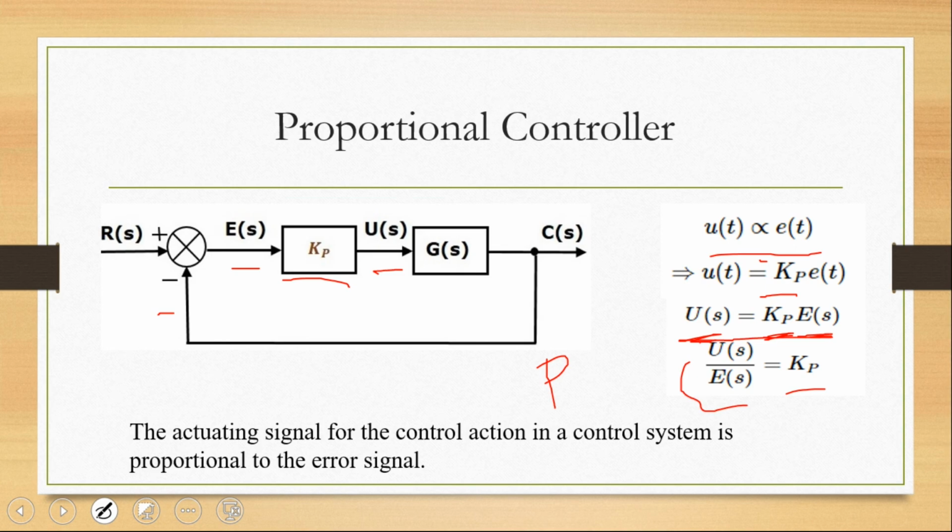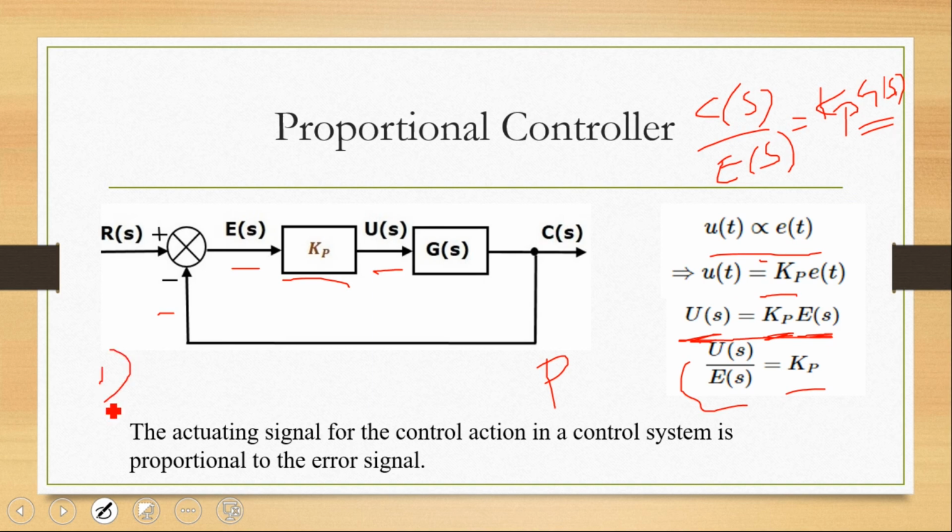So if we write C of S by E of S, it is Kp into G of S. So your forward path gain is also increased by Kp. If the forward path gain is increased, then the first thing is that the peak overshoot increases.